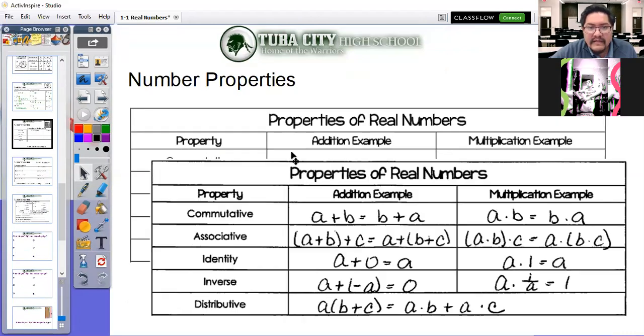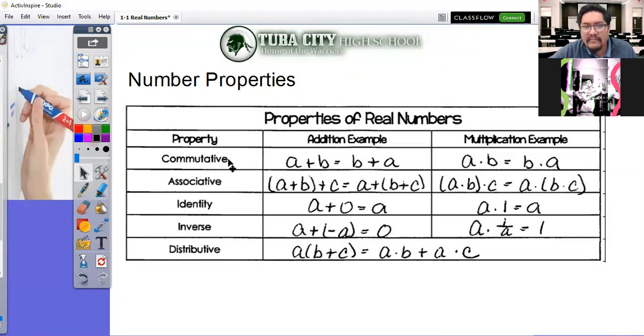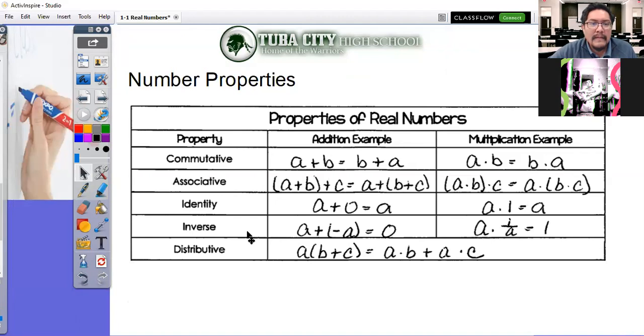For this one here, I'm going to go ahead and just put them in here. So here are the properties that we already have. So for commutative, we have A plus B equals B plus A. Okay, so if I asked you what is 7 plus 5, and would that be the same as 5 plus 7? Are they the same thing?